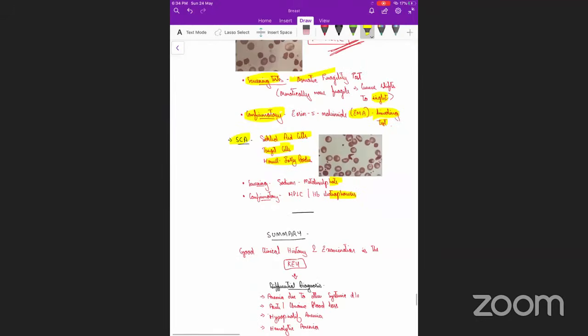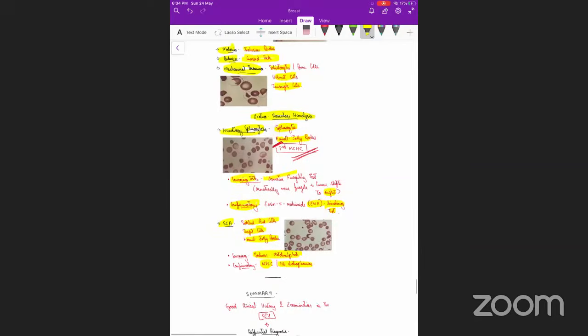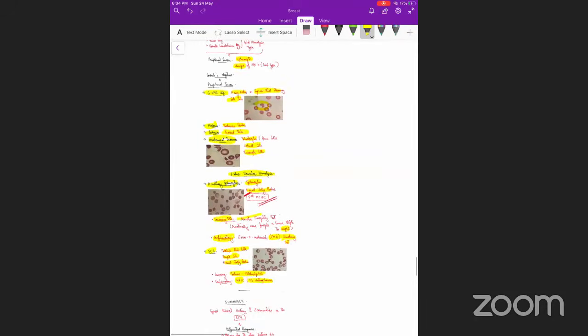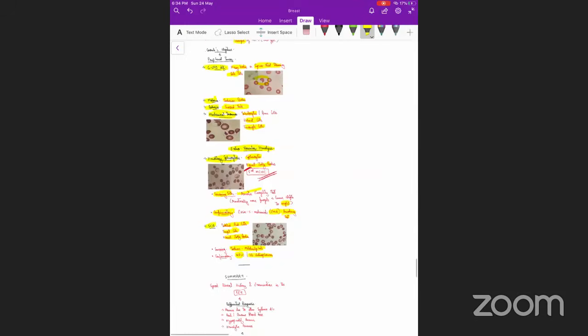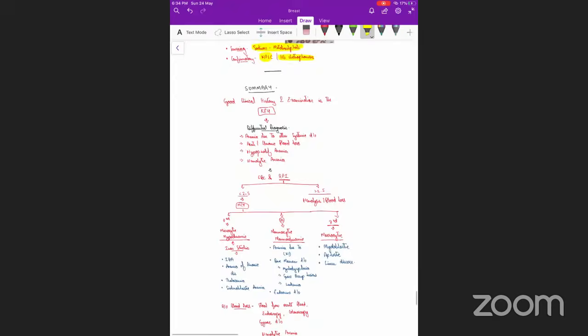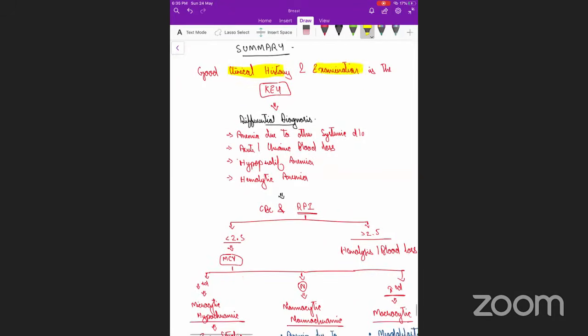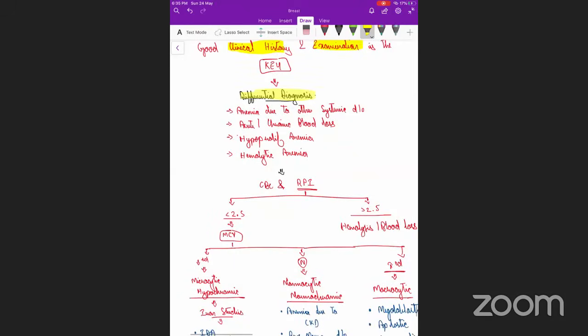So this was the whole class on our approach to anemia. The whole purpose of the class was that all of us are good at theory. We have learned theory well, but what we lack is clinical skills. So it was to stress history, clinical examination, and investigation, and how we approach anemia. In simple terms, for anemia you should always have a good clinical history and examination. That is the key. After that, we generate a differential diagnosis.